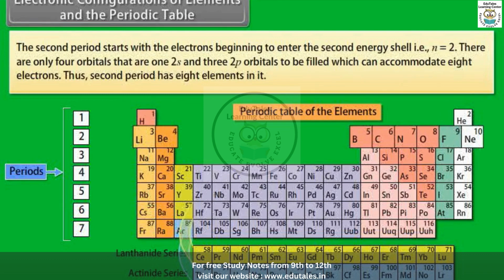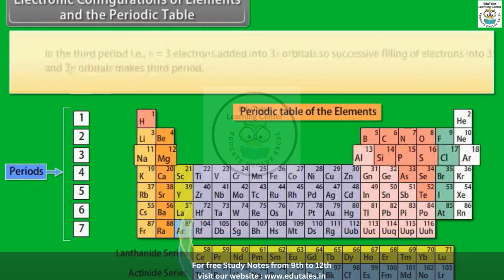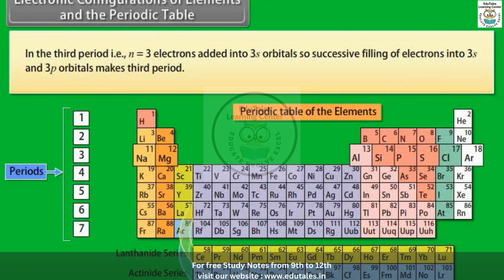The second period starts with the electrons beginning to enter the second energy shell, that is, n equal to 2. There are only 4 orbitals, that are one 2s and three 2p orbitals to be filled, which can accommodate 8 electrons. Thus, the second period has 8 elements in it. In the third period, that is, n equal to 3, electrons are added into 3s orbitals. So, successive filling of electrons into 3s and 3p orbitals makes the third period.